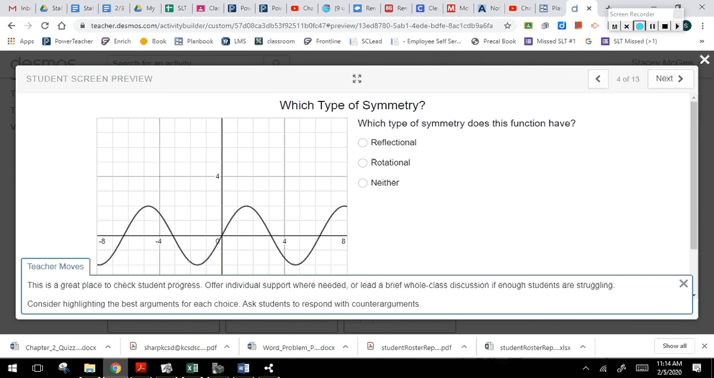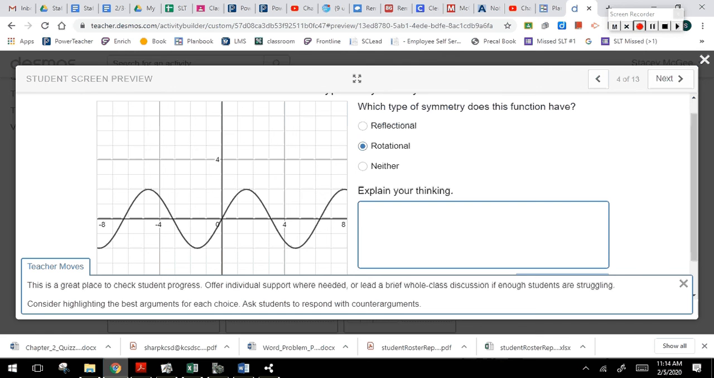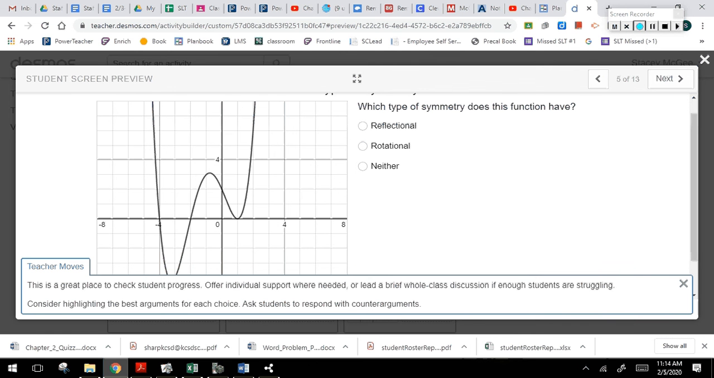What type of symmetry? That right there is definitely rotational. Raise your hand if you think it's reflectional, which is line symmetry. Raise your hand if you think it's rotational. It's rotational. On the right side it goes up and on the left side it goes down. If we're going about the origin, it's rotational. And this one? Neither. You're right, neither. The humps aren't the same.